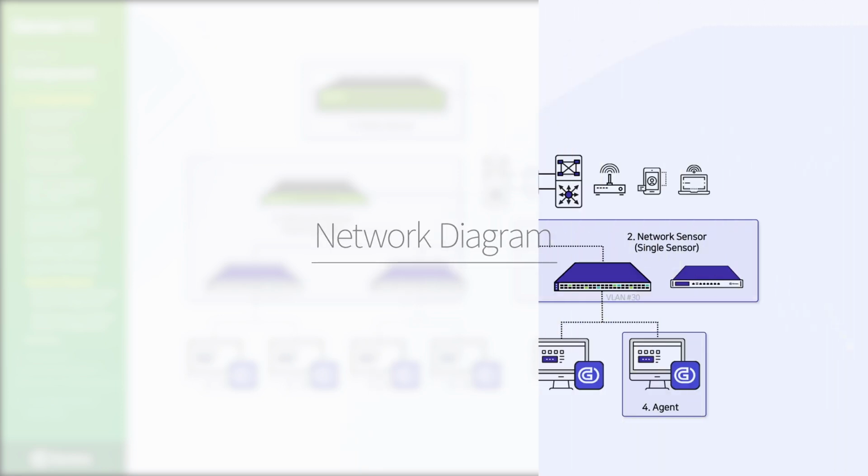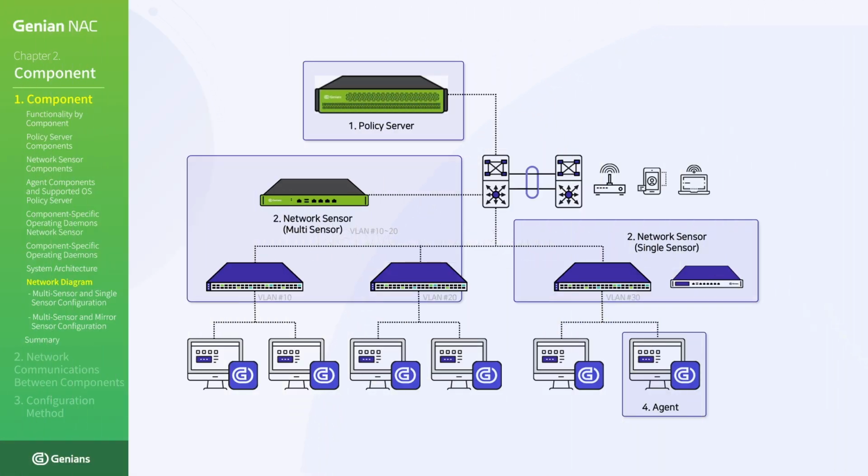The following is a network diagram showing the positions of each NAC component when deployed in a network. The policy server is typically placed in a secure environment, such as a server farm or DMZ, where it is better protected compared to other networks. The network sensor can be configured in multi or single setups across the entire network. The agent is installed on user endpoints.